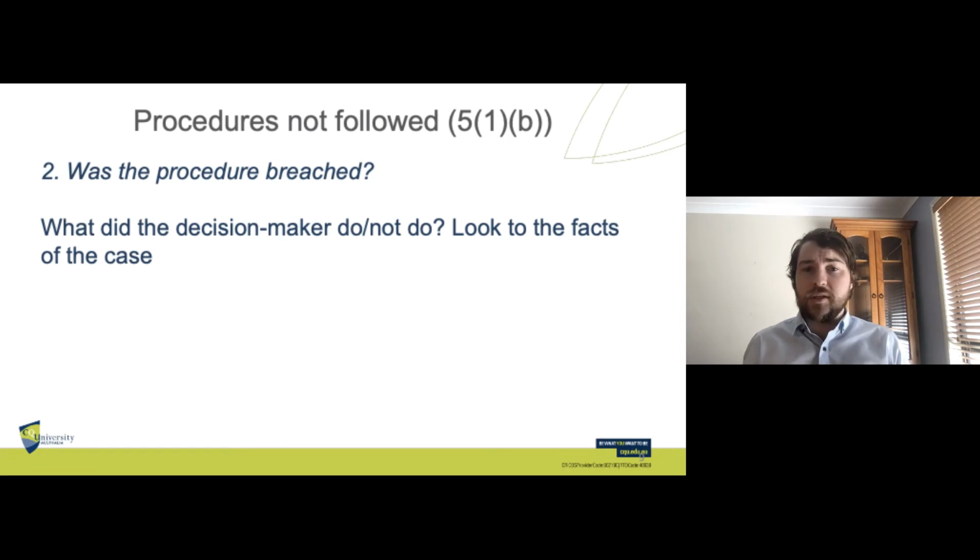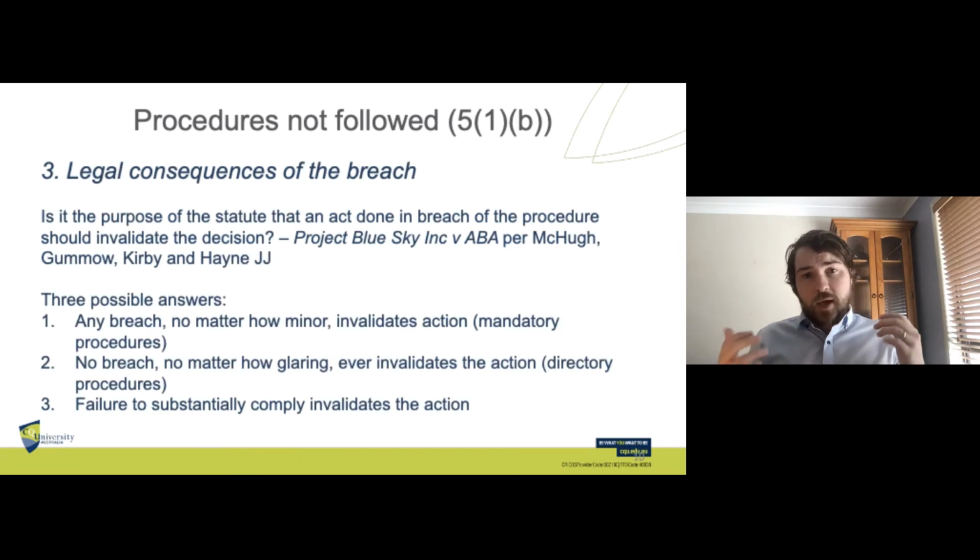So the second question is, well, once we've identified that procedure, did the decision maker breach that procedure? And so here, of course, we're looking at what the decision maker did or didn't do. That's going to depend on the facts of each case, obviously. And so that will be a factual matter to determine. What did the decision maker do or fail to do? And how did that relate back to the procedure? And then the last question is to look at the legal consequences of that breach.